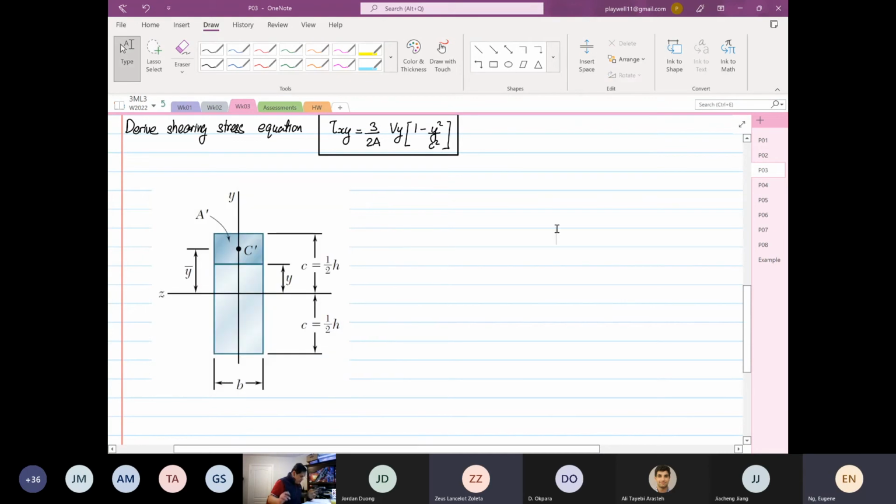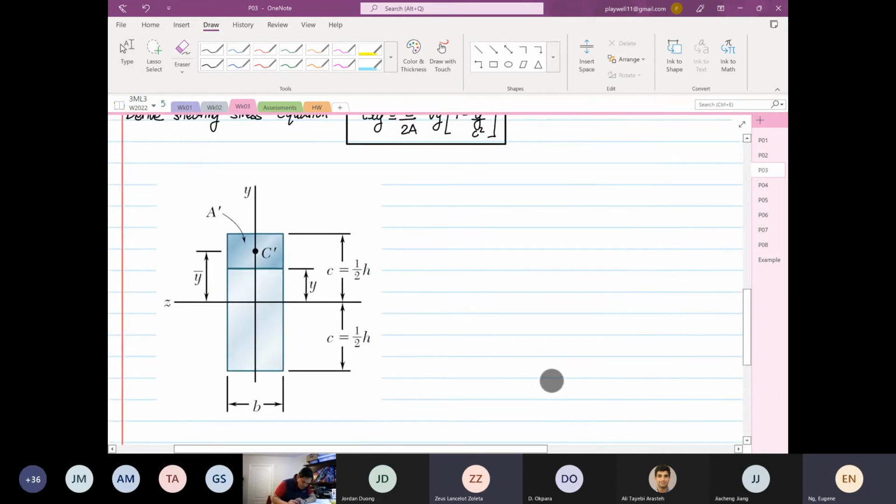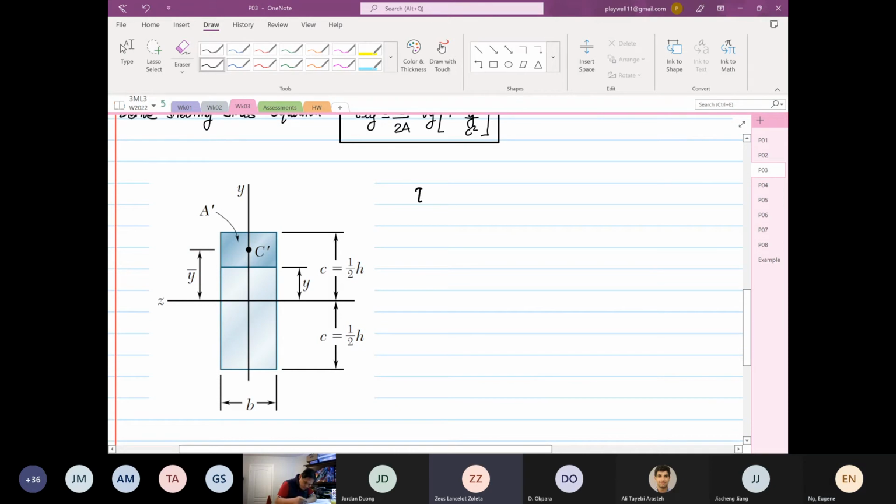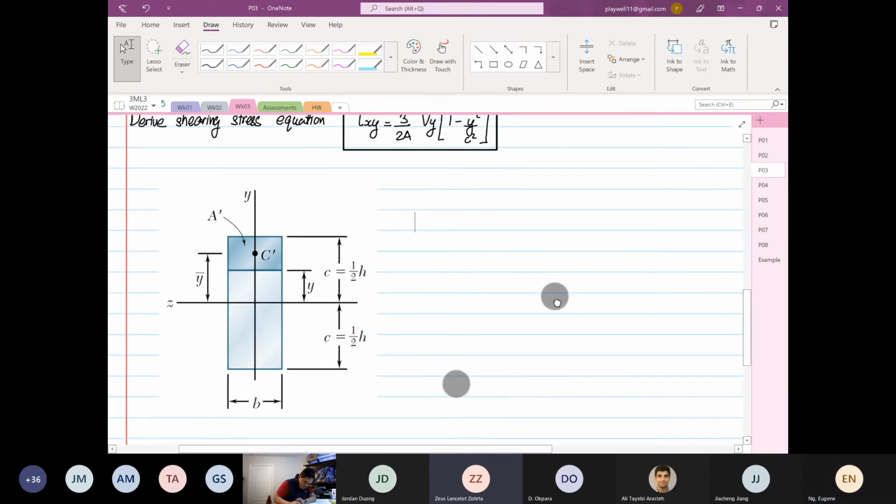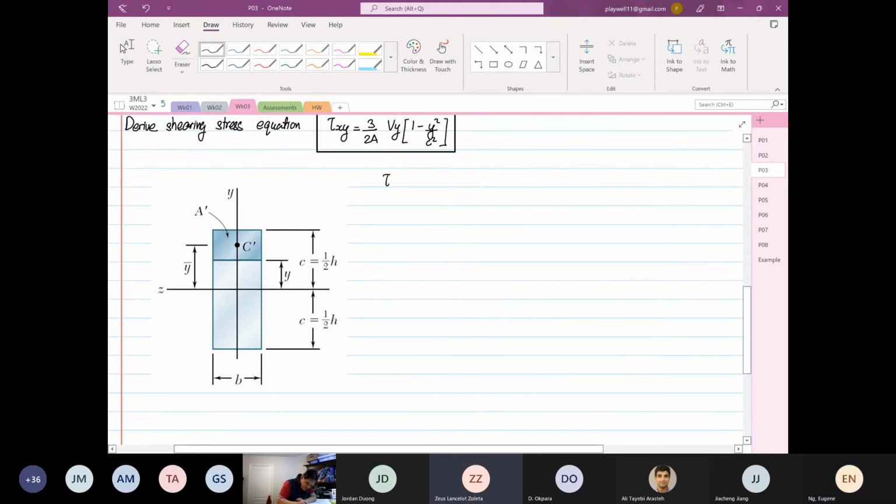Now we are going to start from the formula. We start with shear xy is equal to Vy over Izz, Qz divided by t. So we now know that we have a Vy coming from the top. So that is our Vy.